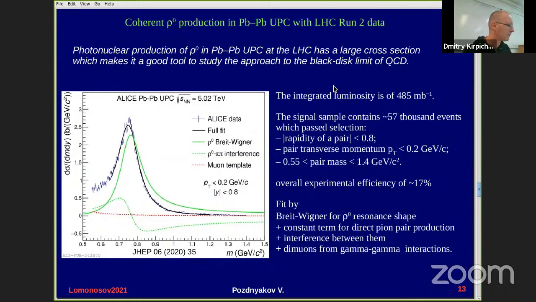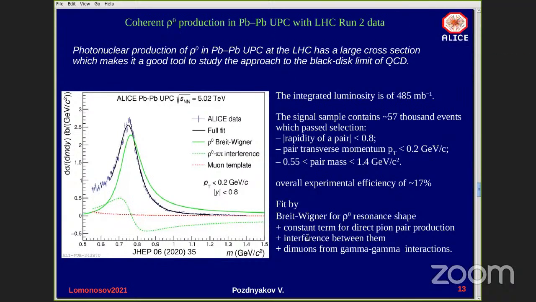So now I move to coherent rho-zero photoproduction. We detect a rho-zero in the barrel. We see a huge amount of events, and we fit the data with a Breit-Wigner, with Breit-Wigner and interference with direct pi plus pi minus production, and some muon contamination in the sample. So I will try to go fast.